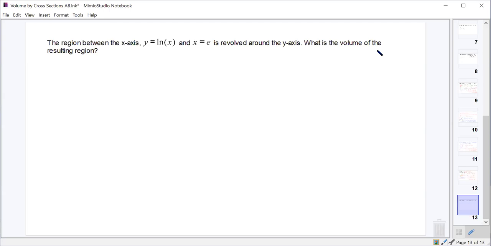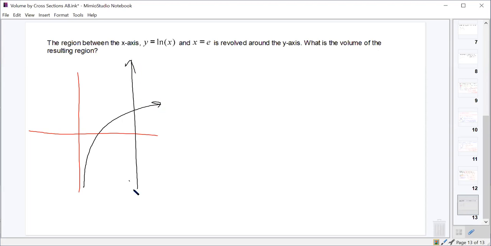All right, so we've got a new problem up here. We're going to take the region between the x-axis and y equals the natural log of x, and x equals e. And we're going to revolve that region around the y-axis.